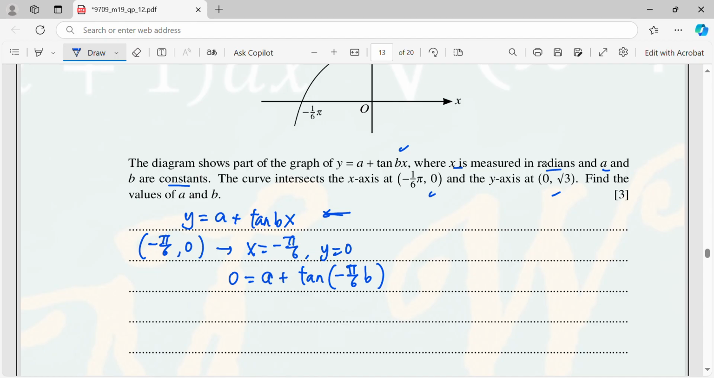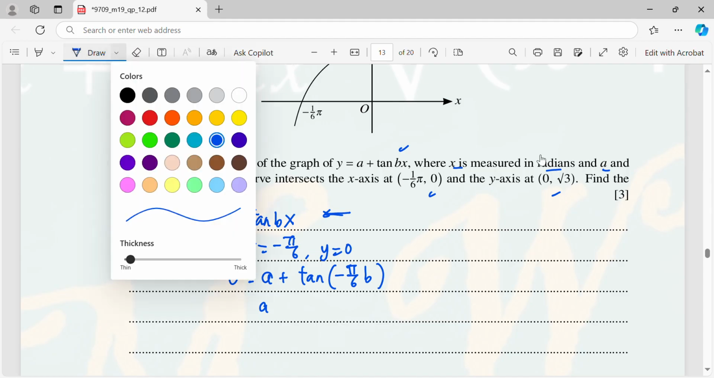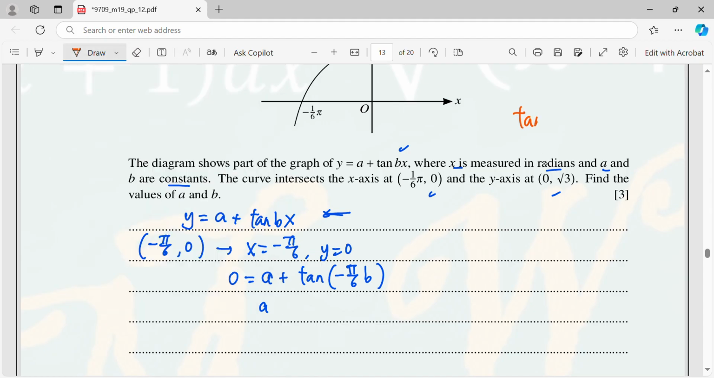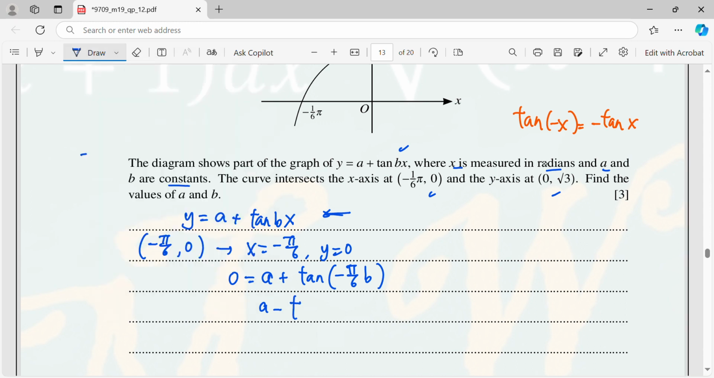So then, you will be getting a equals, now, for your information, we have a formula, tan of minus x is basically minus tan x. So tan of minus pi over 6 b is basically minus tan of pi over 6 b. Therefore, from here, my a is tan of pi over 6 b. That is the first equation.